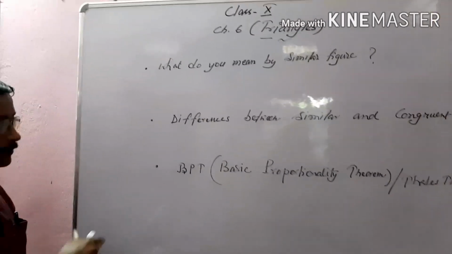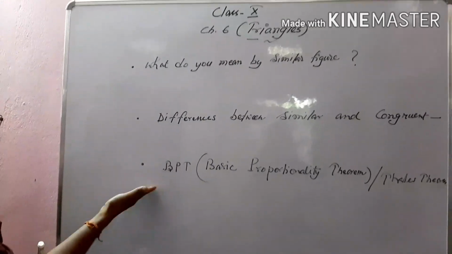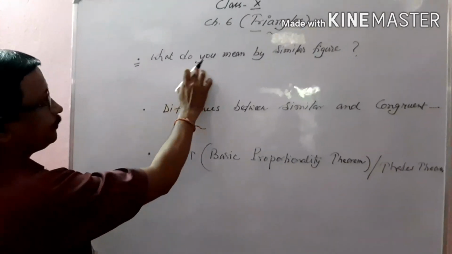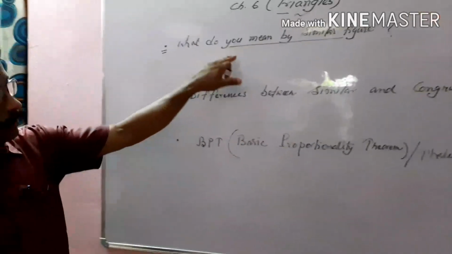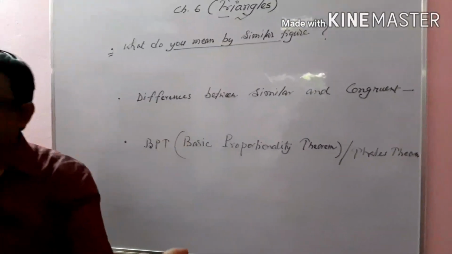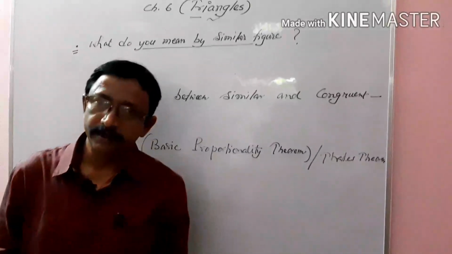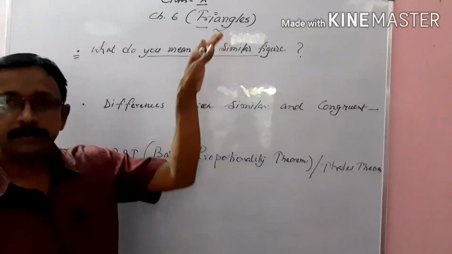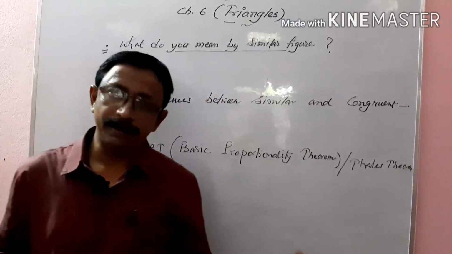Okay, so I have chosen some points. What are the points I will cover today? First, you have to understand what is meant by similar figures. The topic of triangles is very clear to you, how to define them and what the types are. You have learned this in previous classes. As a class 10 student, I am still telling you what triangles are: a polygon which is enclosed by 3 line segments.